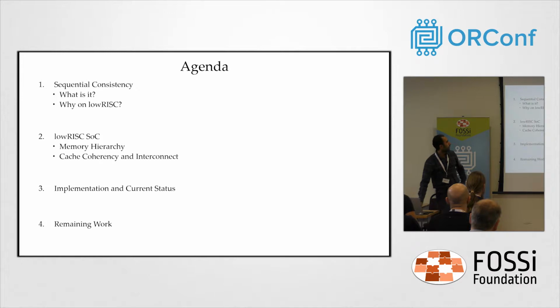Basically, I'd like to talk first about what sequential consistency is, just to give a brief idea so everyone in the room is on the same page. Then I'll talk about the lowRISC SoC, which is where we're going to implement the sequential consistency memory model. Followed by this, I'll talk about the implementation and the current status. This is a work in progress talk. The work is not complete yet, but I'd like to talk about its status, future work, and what has been incorporated so far into the processor itself. And the last part will be the remaining work.